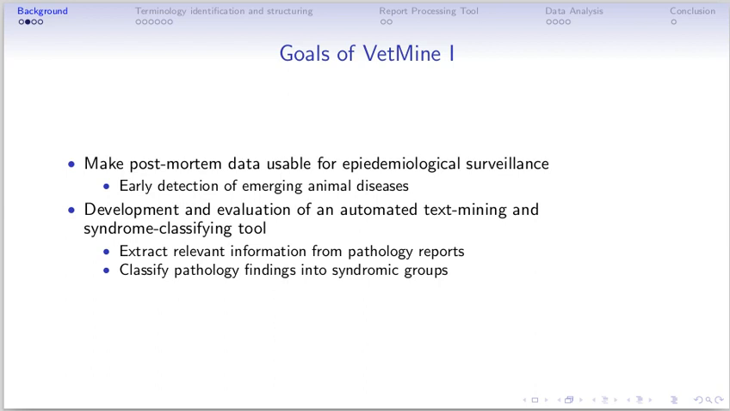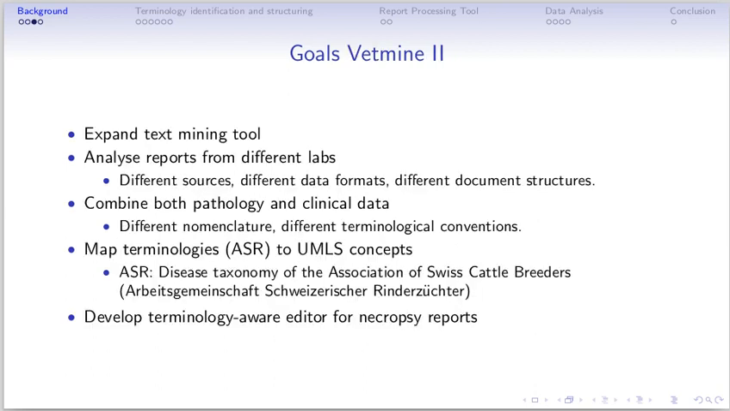In the first project, we developed an automated text mining tool that was specifically tailored to the autopsy reports from the University of Bern. In the second project, we included reports from other laboratories. This required adaptation to the different types of document formats, different document structures, and in some cases also different nomenclatures and different terminological conventions.